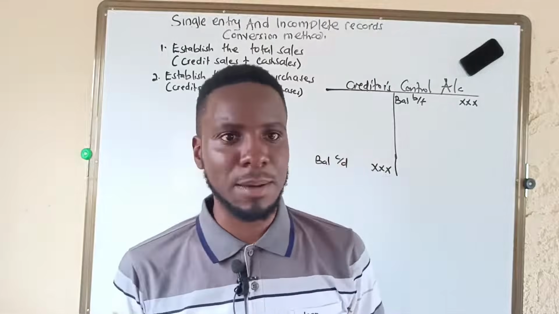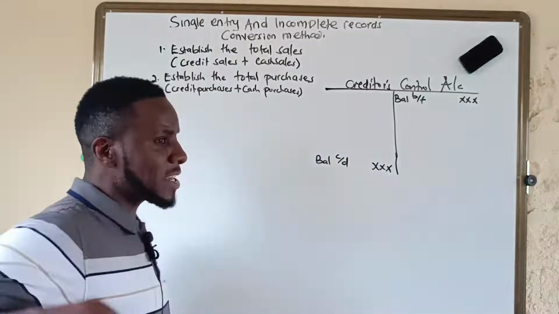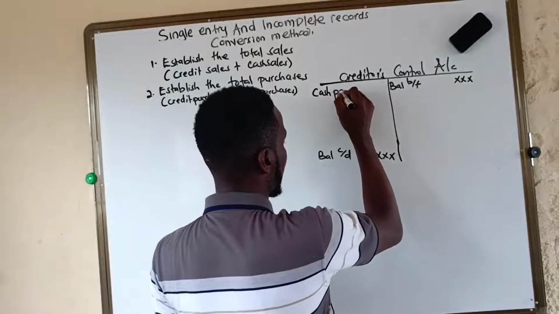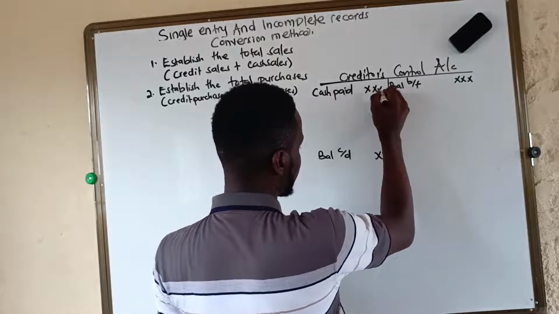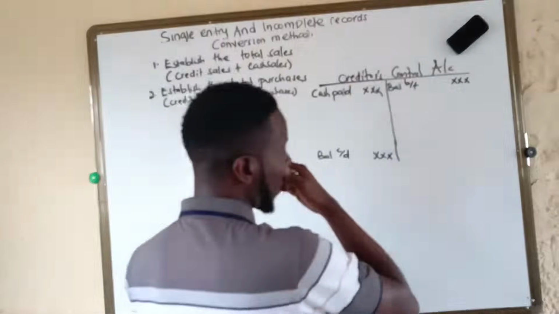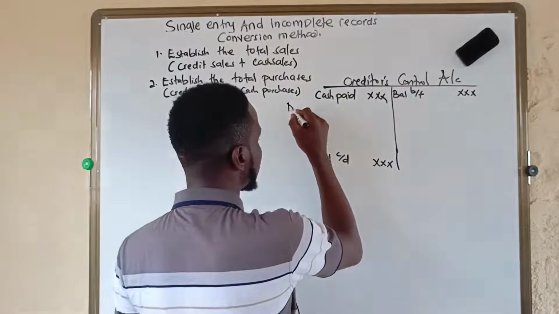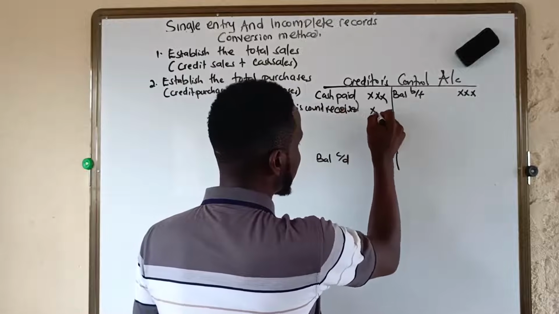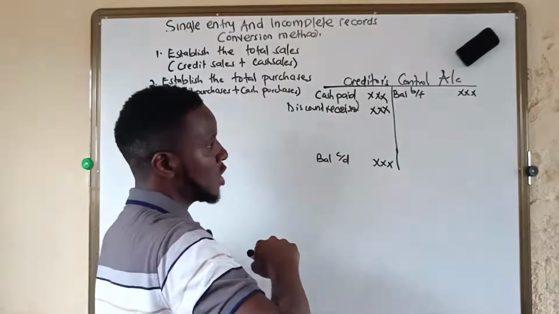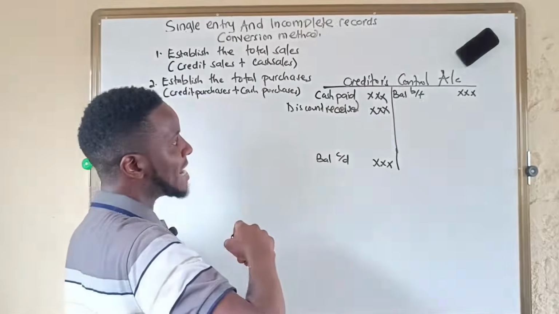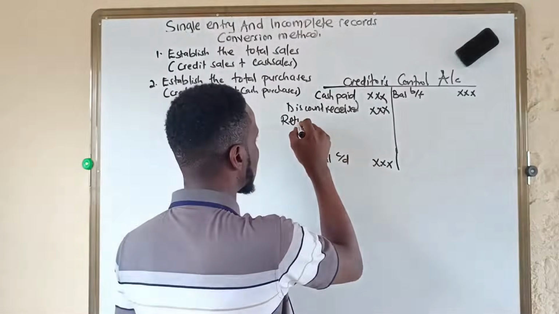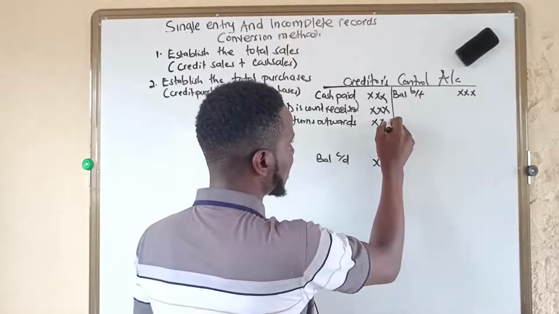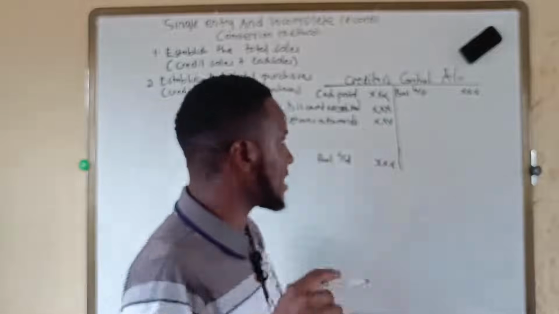We have items that are supposed to come into the creditors control account. For example, we can have cash paid, we indicate it here. Then we can have items like discount received, we indicate it here. Then we can also have items like returns outwards, and so forth. So for this time, let us take this.